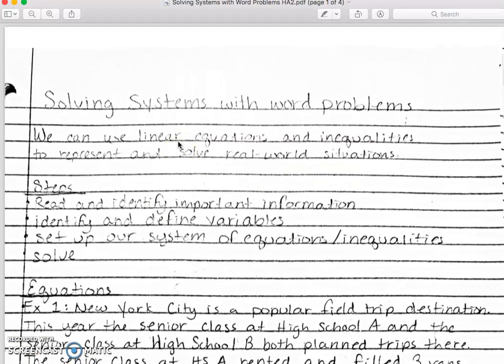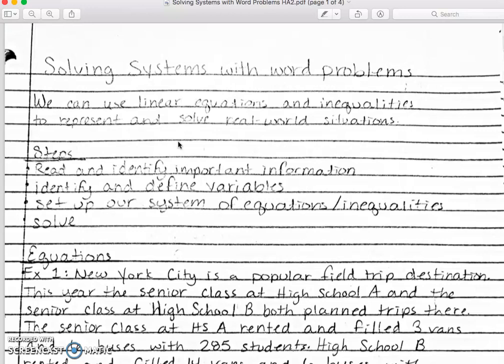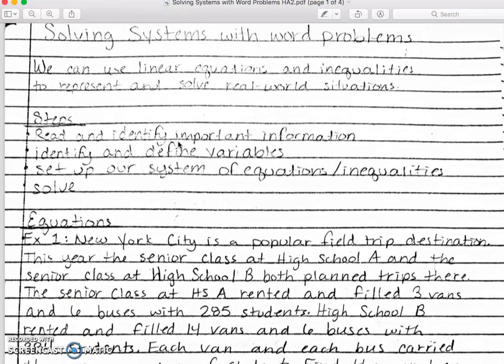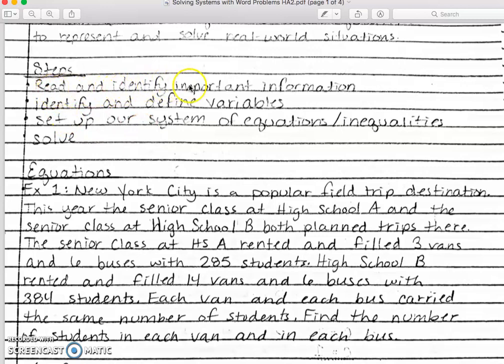Okay, so the first thing we're doing is we're solving systems with word problems. We're going to start with systems of equations, but we're going to do equations and inequalities. When we're doing this, we follow pretty much the same 4 steps. The first step is to read and identify important information. So thoroughly read the problem, pick out the important stuff, and get rid of the rest of it.